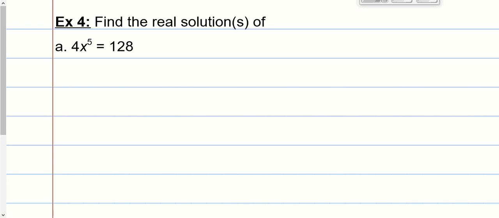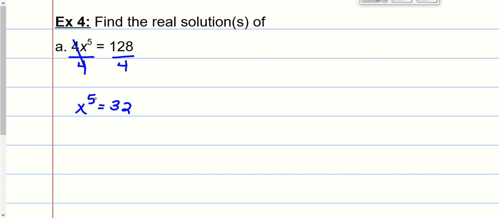All right, so now let's use those skills to solve this. It says find the real solution or solutions of 4x to the 5th equals 128. Well, the first thing that we need to do to solve that is to divide by the 4 and get that out of the way. So let's divide both sides by 4. Cancel our 4's on the left, and we get x to the 5th is equal to 32.